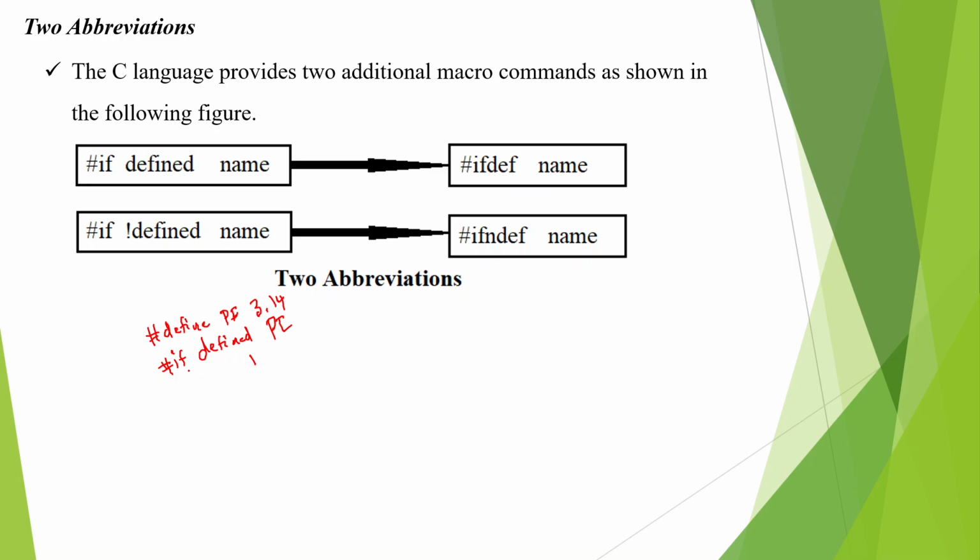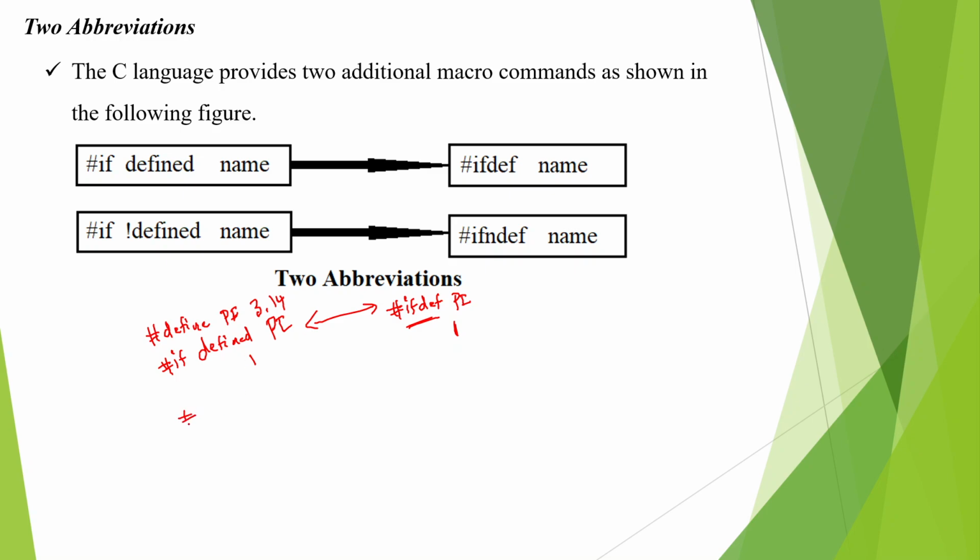Instead of writing if defined pi, there is a similar token we have, that is hash ifdef pi. So these two are similar. Writing if defined pi, which will return 1, you can simply write the shortcut ifdef. So here also it will return 1 only, because pi is already defined.